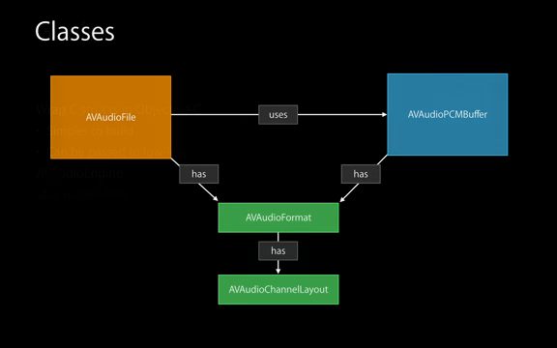Okay, so here are the classes we'll be looking at today in this session. At the bottom there, in green, we've got AV Audio Format, which has an AV Audio Channel Layout. In blue, we have AV Audio PCM Buffer, which has an audio format. Every buffer has a format describing it. And finally, we'll be talking about AV Audio File, which uses AV Audio PCM Buffer for I/O. And as you would expect, a file also has format objects describing the file's data format.